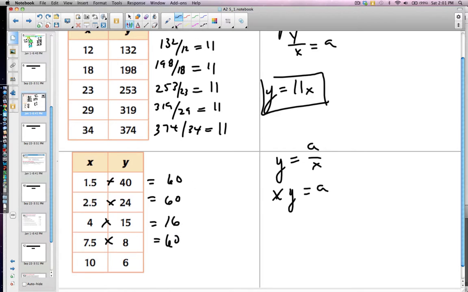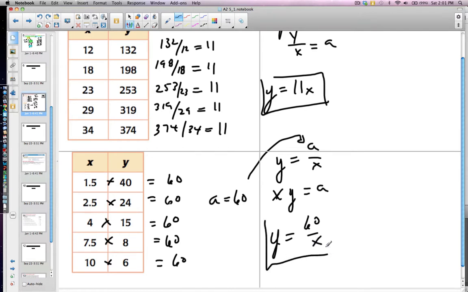7.5 times 8 is equal to 60. I'm sorry, I said 60 and I wrote 16. I really don't know what I was thinking. 60. 10 times 6 is equal to 60. So I know that my constant of variation is 60. And if I put that back into this model, y is equal to 60 divided by x.